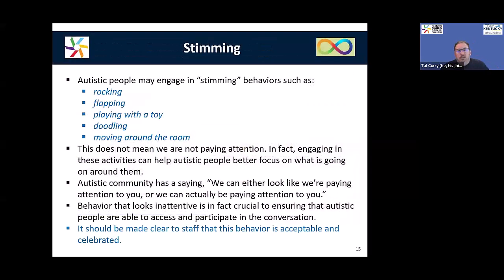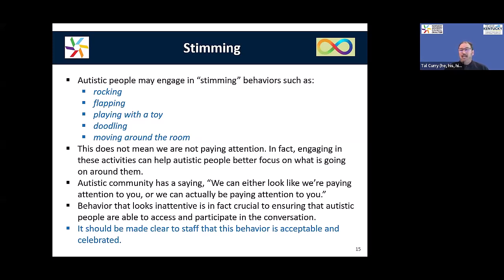So, stimming. One of the things that autistic people may engage in are stimming behaviors, and many of us stim. You'll be in meetings and you'll think about people who tap their toe, or their legs jiggle quite a bit, or they have a hard time sitting down. That's stimming. And stimming with autism may include rocking, flapping, and you'll see people with their hands up flapping, playing with a toy, doodling, or the need to move around the room. But this does not mean they're not paying attention.